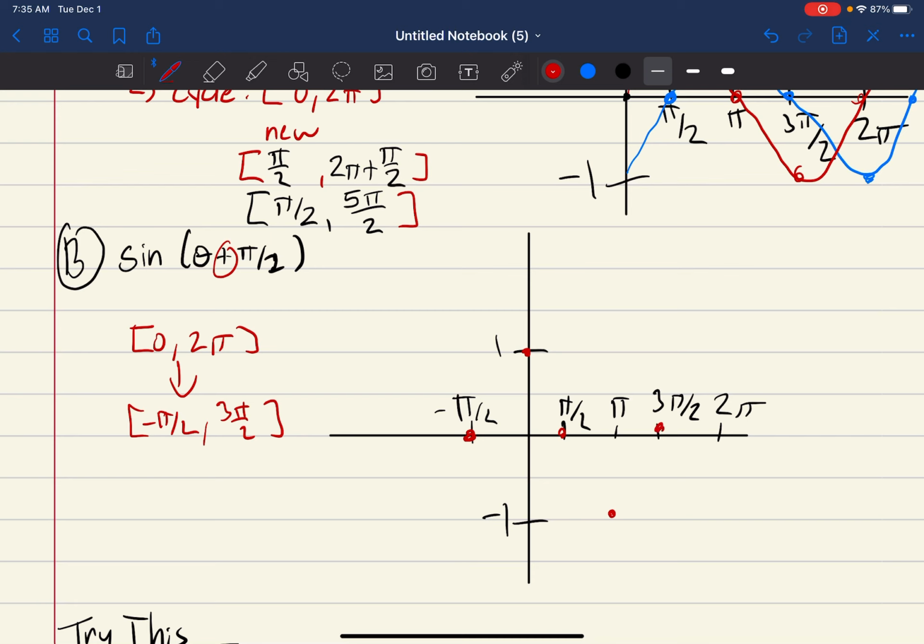And you're wondering, how did I get this? Like I said, everything shifted to the left from the original graph by pi over 2. So it would just help us see it a little clearer. And like I said, if you don't see it, just remember that the graph of the original would look something like this. And it just shifts to the left by pi over 2.